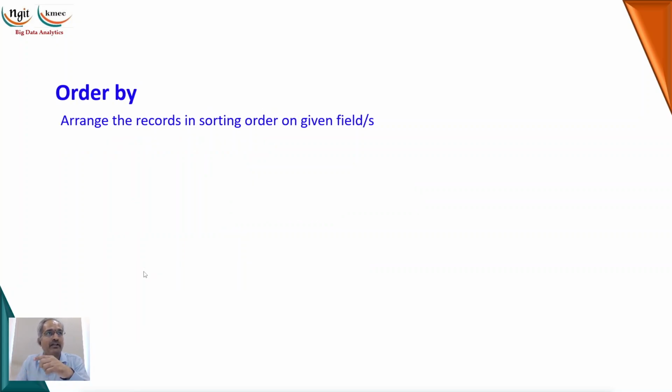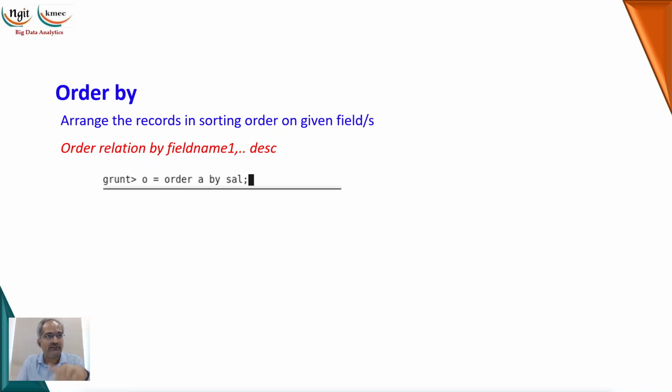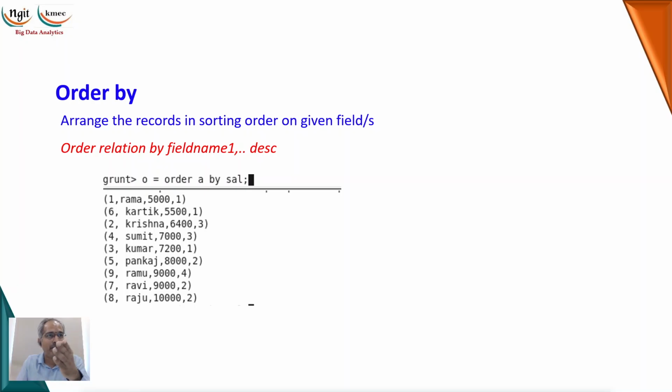Okay, and then order by. It is very simple as in SQL. Order by will sort all the records based on the given column. So order by salary: based on the salary, the records are arranged.